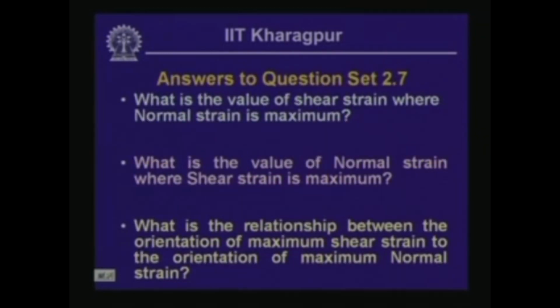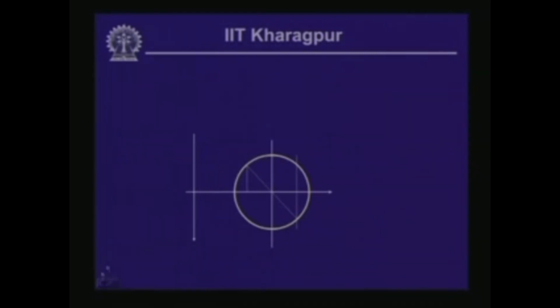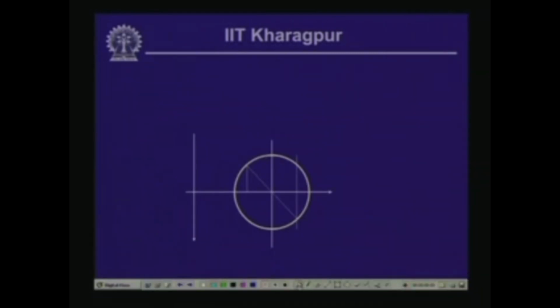Well, let us look into the answers of the questions which we had posed last time. The first question is, what is the value of shear strain where normal strain is maximum? In fact, probably the first and second questions both can be discussed together. What is the value of normal strain where shear strain is maximum? Now, let us discuss these two questions through the Mohr circle of strain.